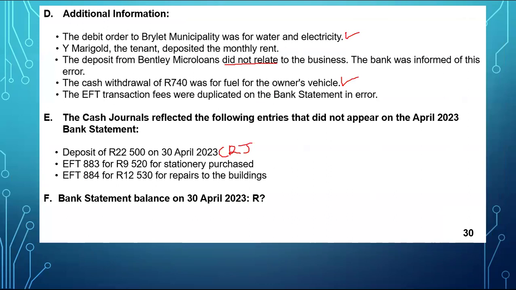Then we've got two EFT payments, number 883 as well as number 884. The one was for stationery purchase. The other one was for repairs to the buildings. Those will be recorded on the debit side of the bank statement.